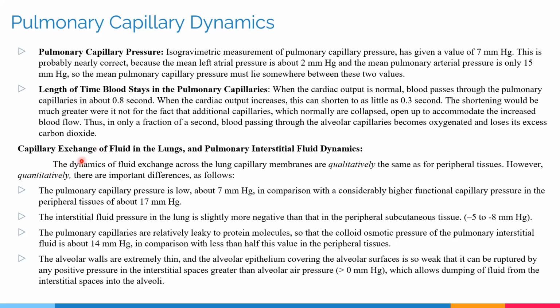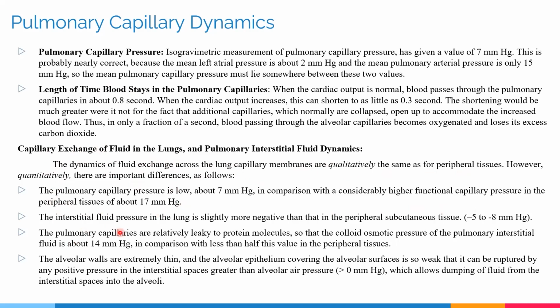Next, we look into capillary exchange of fluid in the lungs and pulmonary interstitial fluid dynamics. The dynamics of fluid exchange across the lung capillary membranes are qualitatively the same as for peripheral tissues. However, quantitatively, there are important differences. The first is that the pulmonary capillary pressure is low, about 7 millimeters of mercury, in comparison to the considerably higher functional capillary pressure in peripheral tissues of about 17 millimeters of mercury.